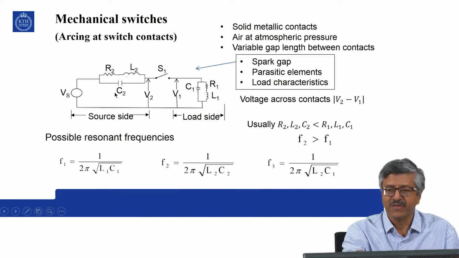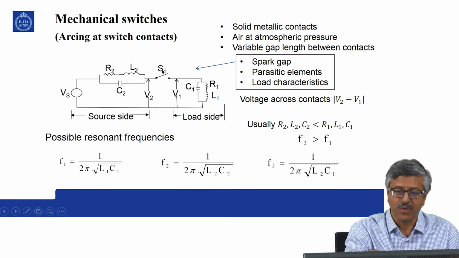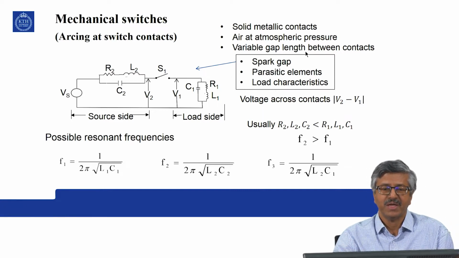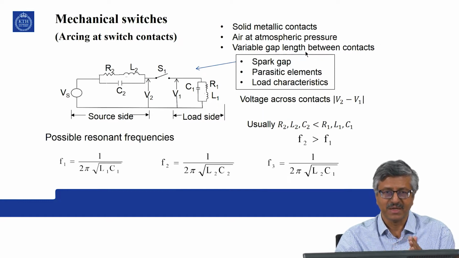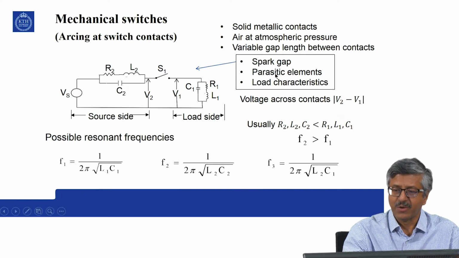Now, the switches are in the form of solid metallic contacts. It can be air at atmospheric pressure, there can be pressure switches also. And when the switch is opening, this is the most important thing, there is a variable gap length between the contacts. Switch have certain operation speed controlled by the springs. So, as the time is increasing, this opening of the contact also is changing. So, it is a dynamic gap. So, you have spark gap, parasitic elements and load characteristic.